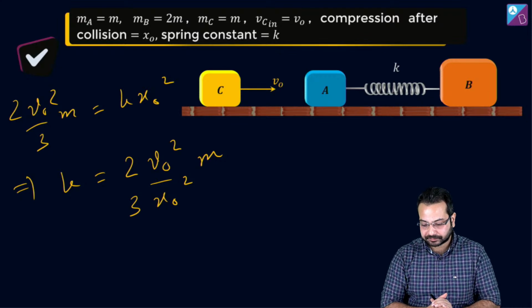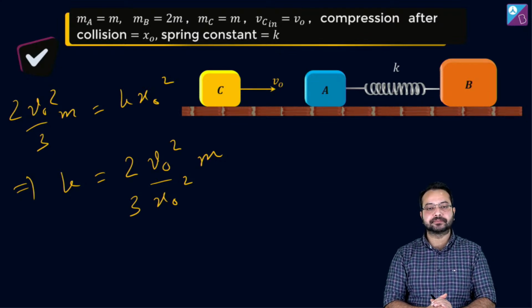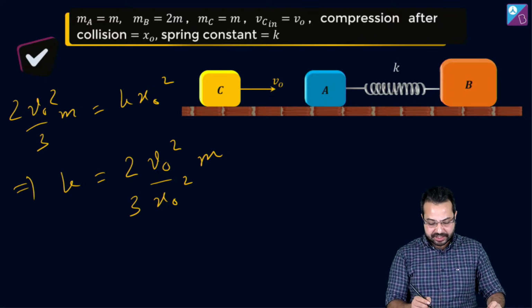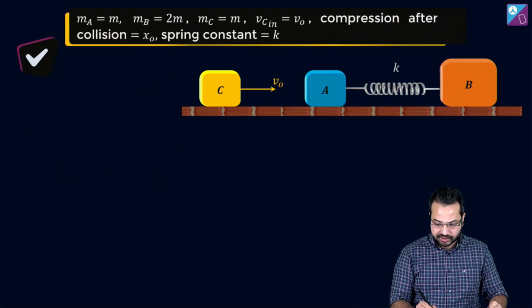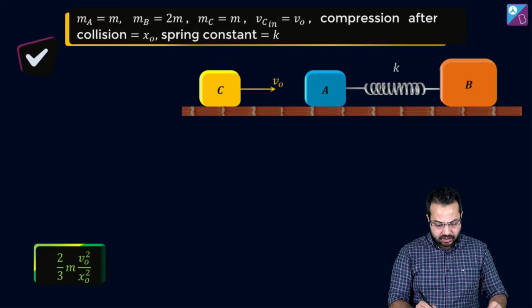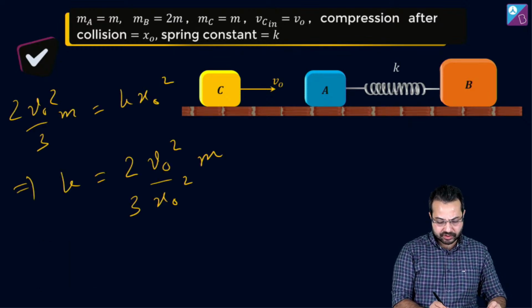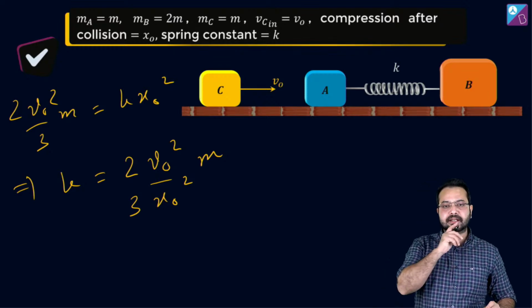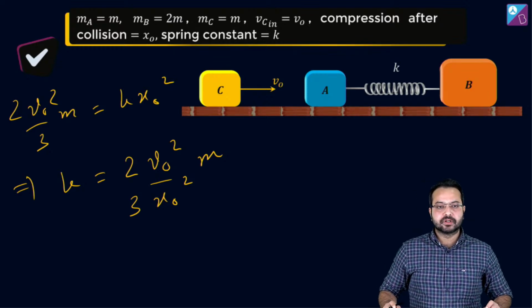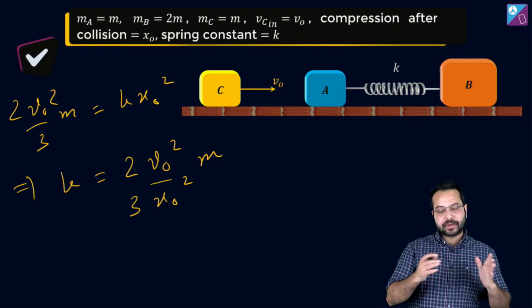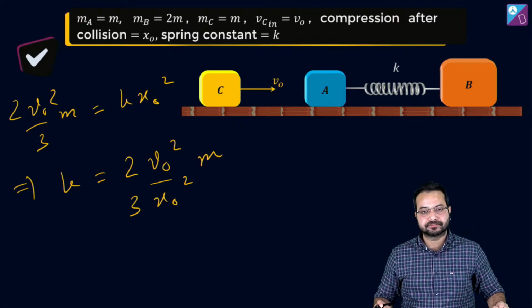Is that clear? Is the question absolutely clear? Is there a calculation error? What is the answer? Let me check the answer. No, I think the answer is right. 2 by 3 m v naught square upon x naught square. I think the answer has come out right. Don't think there's a calculation error. You can check that again. All right, so we have found out what is k.